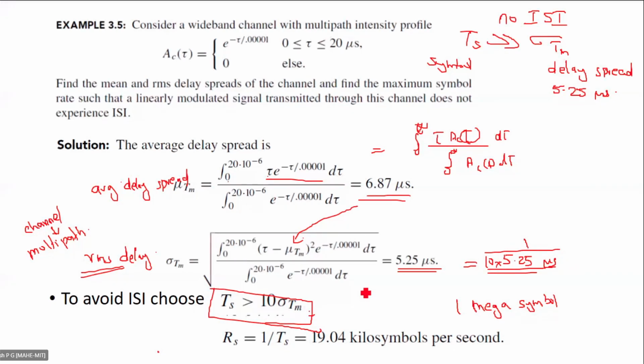So what you have to do is multiply this, that is 10 into 5.25 microseconds, and then you will get TS, right? And the rate at which the transmitter can transmit, or the communication system can be designed, is Rs equal to 1 by Ts. So what is Rs? Rs is the rate, the transmission rate.